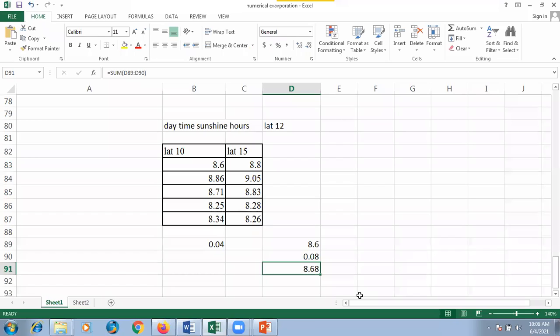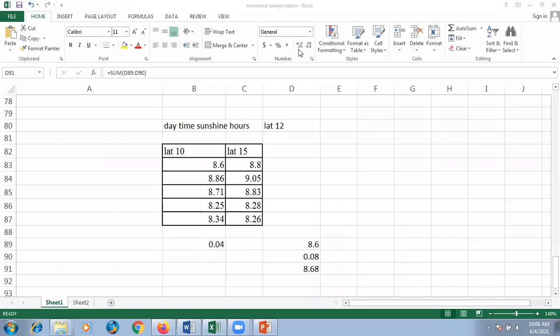Some response? Yes. Is it clear? Okay. Is it all right? If you cannot speak, you can put it in the chat box. Is it clear? Yes, sir. Okay. If it is clear, we will move on.